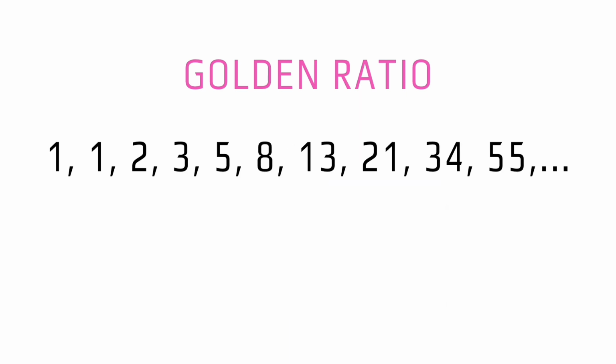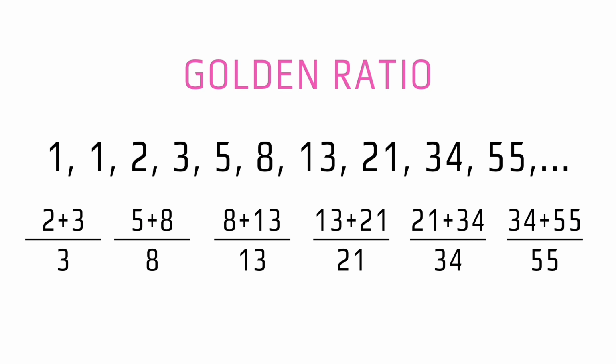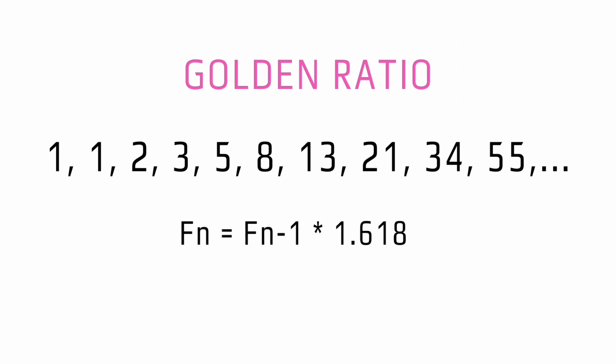Let's get the Fibonacci sequence once again and input the set of numbers into the ratio as illustrated. We could notice that all of these numbers are equal to 1.618, which is the golden ratio. We could deduce that f of n is equal to f of n minus 1 multiplied by 1.618.